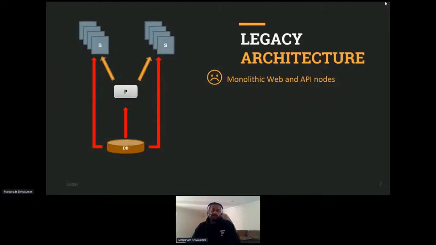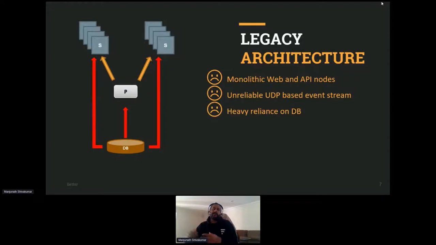There was also a legacy event stream producer stack, which was based on UDP-based multicast, and it was unreliable. This is basically to make sure we can propagate the changes that are happening within the exchange to all the web and the API nodes as fast as possible. It had a lot of issues. As such, it was unreliable, being based on UDP. And there was heavy reliance on the database.